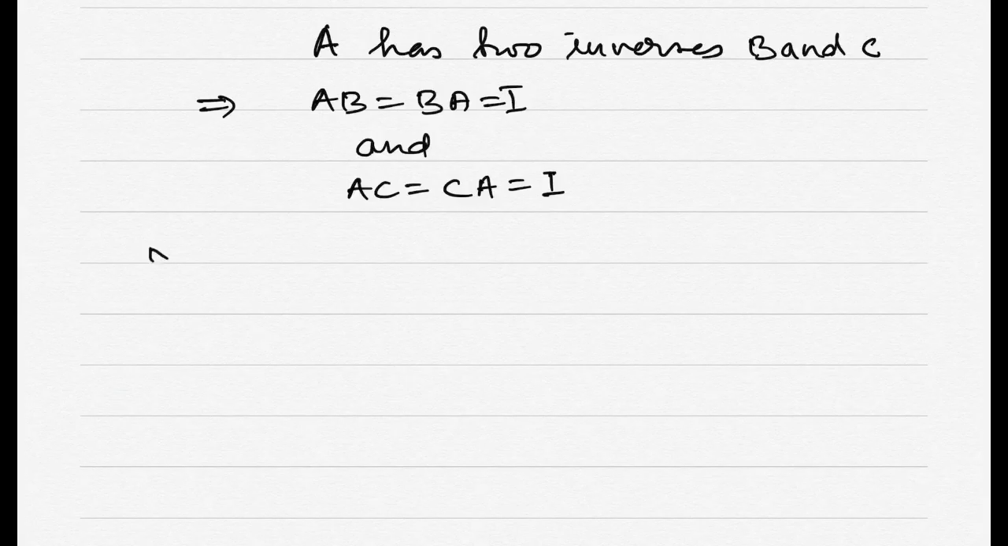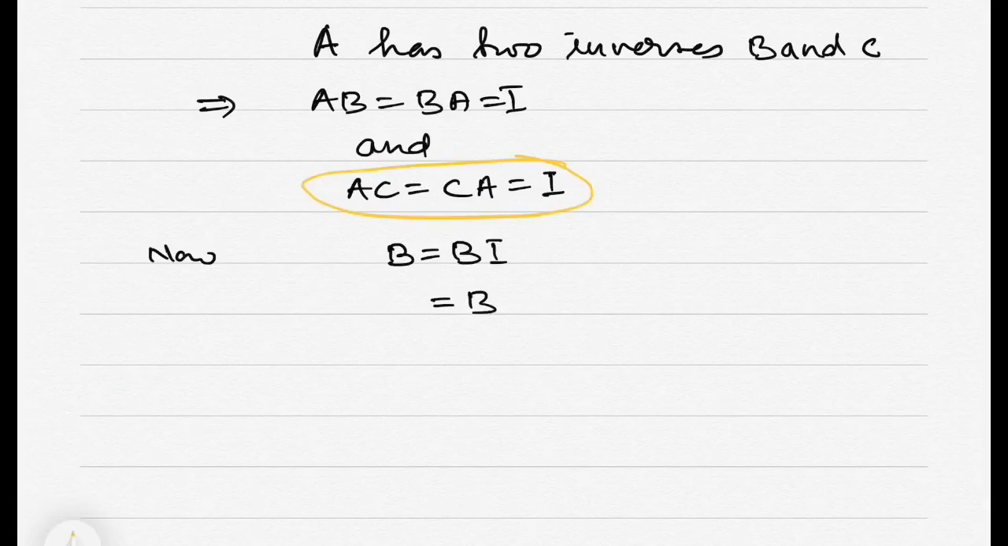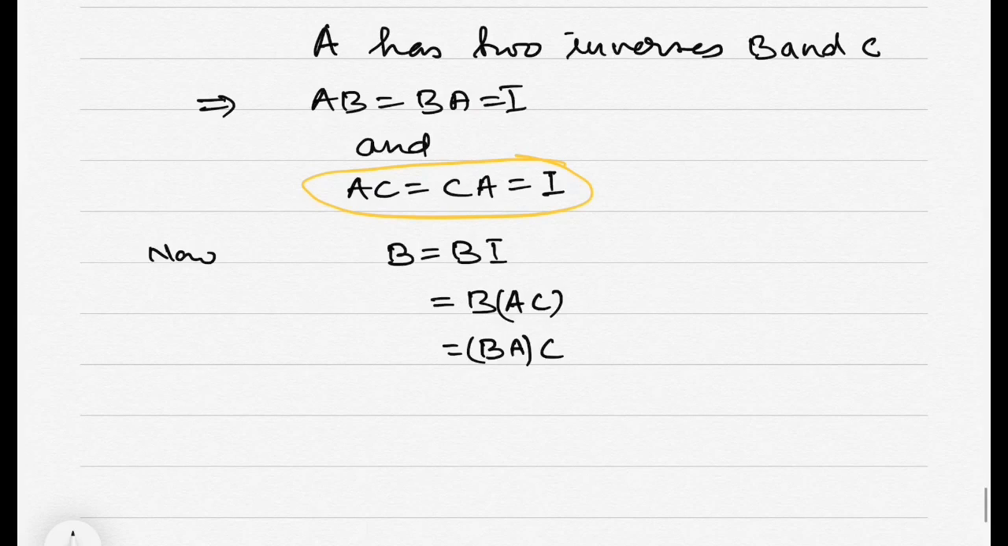Now let us start with B. B can be written as B into I, and I is AC or CA. So let us write AC in place of this I. Using associativity of matrix multiplication, if we have to multiply three or more matrices, you can multiply them in any order. So BAC can be written as BA into C.